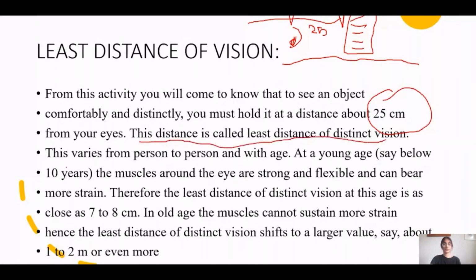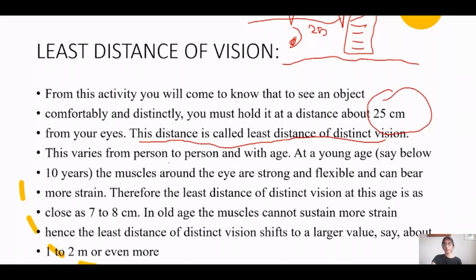This varies from person to person. For example, maybe my least distance of vision is not the same as yours, as I use spectacles and I have an eye defect, which is myopia, something we will study again in the later classes. So it varies from person to person, and it also varies with age.